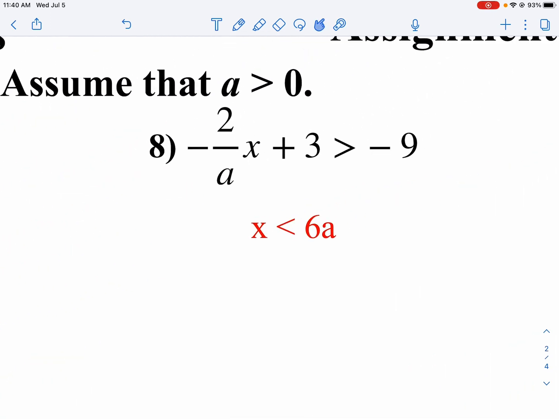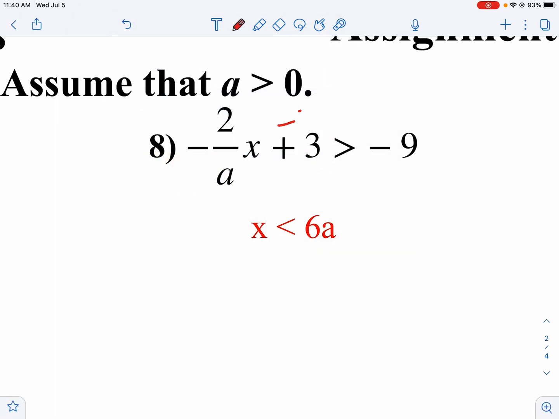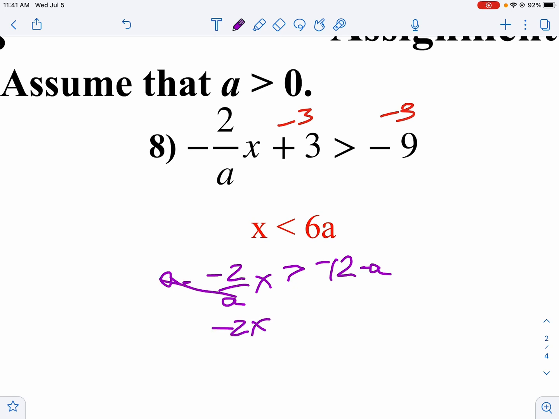On the last one, first thing I'll do, I think, is I will subtract 3 from both sides. So when I do that, I'll get negative 2 over a times x is greater than negative 12. Then I'll get rid of my fraction. I'll multiply both sides by a. That means the a is reduced. So I get negative 2x is greater than negative 12a.